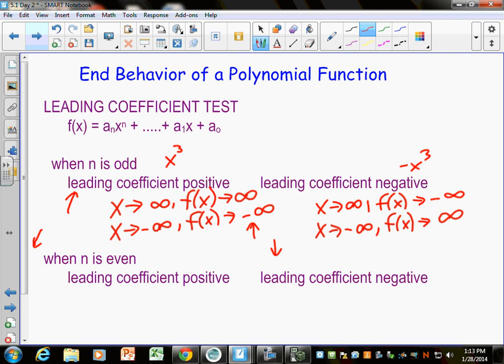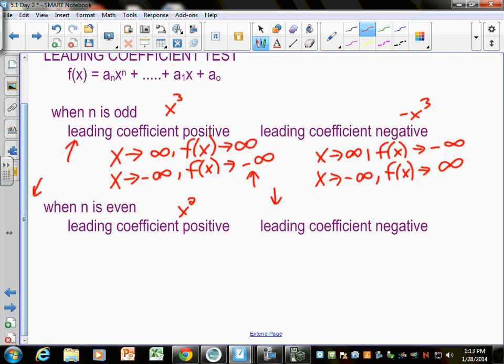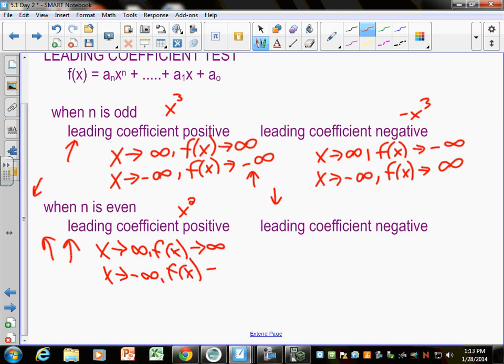And for even functions, you should know this already because we've done so much with quadratics, that if the leading coefficient is positive, like x squared, we know that both arrows point up. So that just means that as x goes to infinity and as x goes to negative infinity, the y values both point up. So I'm just going to draw 2 up arrows. But when they ask you for end behavior, you have to write it out like this. So as x goes to infinity, f of x goes to infinity. As x goes to negative infinity, f of x also goes to infinity.